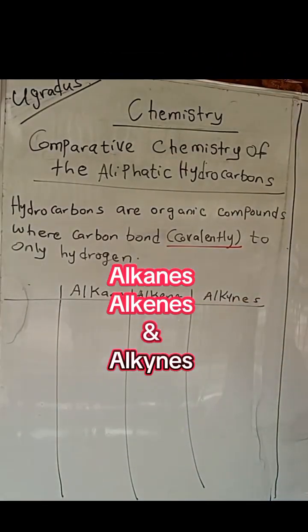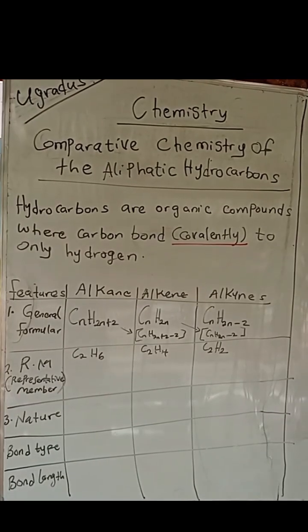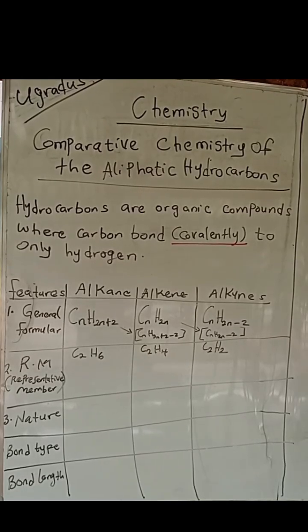When we say comparative chemistry, it's a chemistry that compares two or more things. As a chemistry student, it is important that you know how to strategically compare the three aliphatic hydrocarbons. To continue in this video, I'm going to be proceeding to compare the three aliphatic hydrocarbons: alkanes, alkenes, and alkynes.